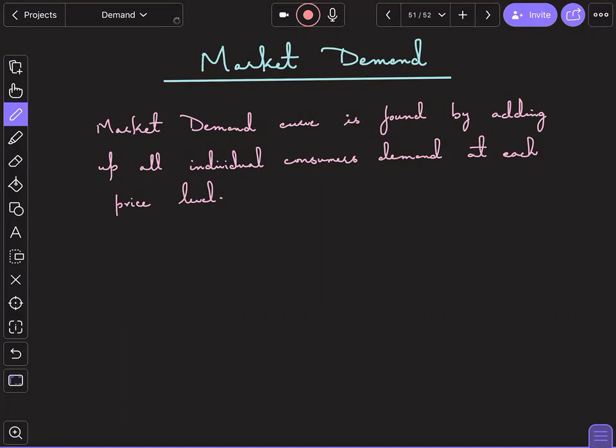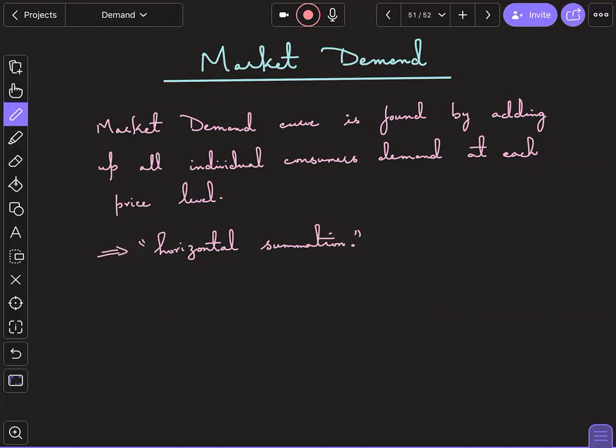This is also called horizontal summation, or horizontally summing up the quantity.